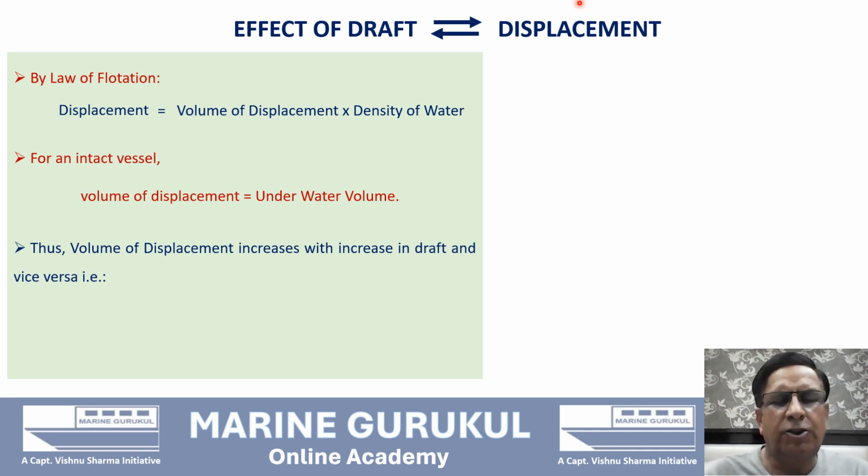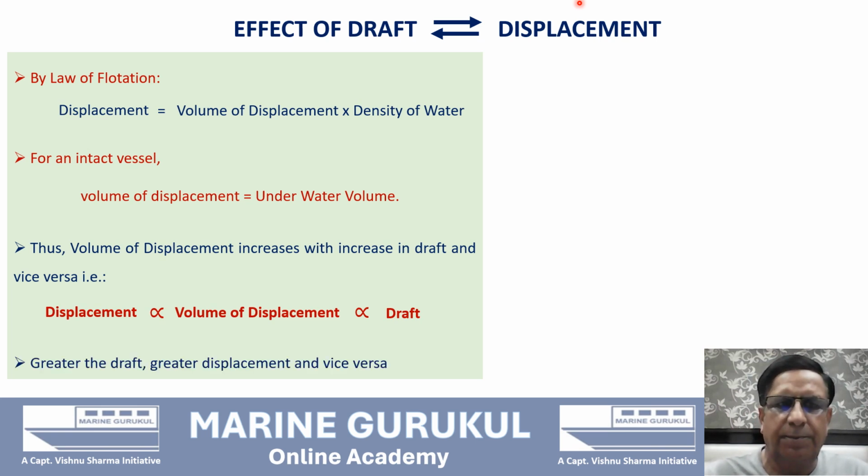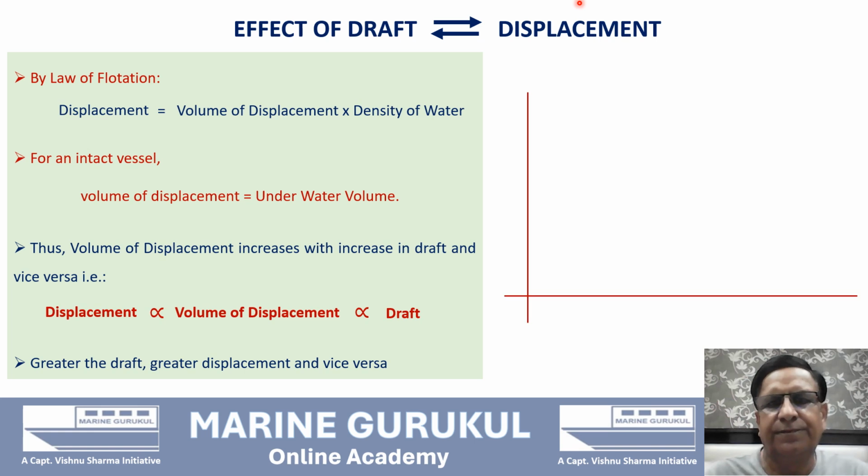Thus, the volume of displacement, which we know increases with the increase in draft, and vice versa, you reduce the draft, the volume of displacement will reduce. Therefore, what do we see from here? The displacement of the ship is directly proportional to its draft, or the draft is directly proportional to displacement. And for a normal ship-shaped vessel, the graph can be represented like this.